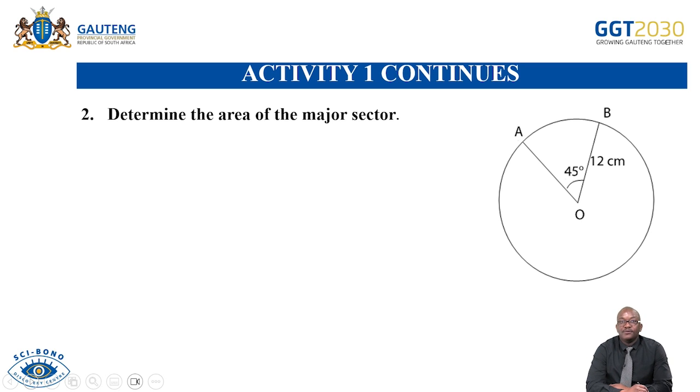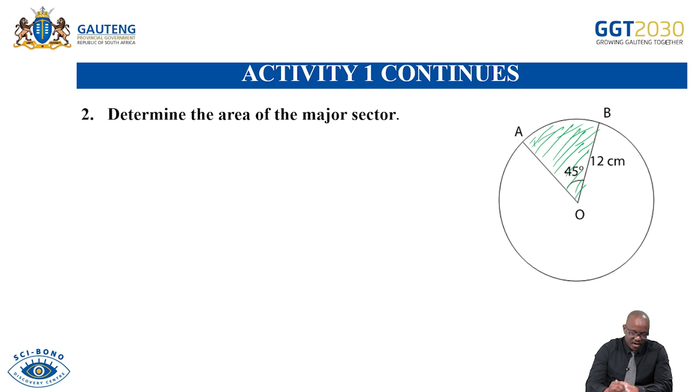Moving forward, activity 1 continues. Number 2 says you must determine the area of a major sector. Remember, we have the difference between major and minor. This area here, the small one that I'm shading now, is the area of a minor sector. So for now, we have to determine the area of a bigger sector. We can see that the central angle is an acute angle, less than 90 degrees.